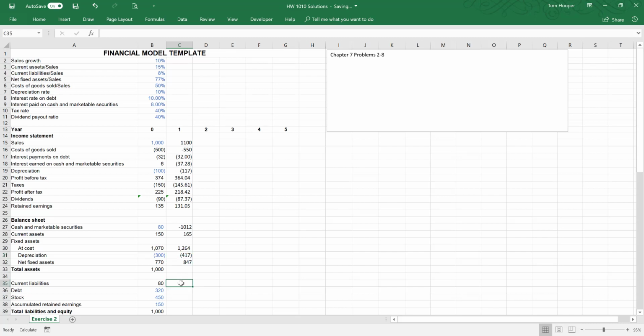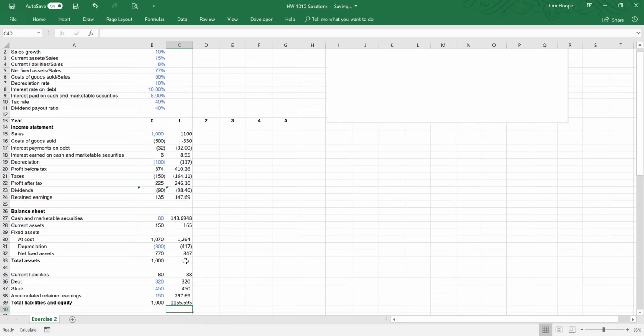Our current liabilities, we are told, are a function of sales. Stock we're going to hold flat, and debt we're going to hold flat. Accumulated retained earnings are simply what they were before plus the retained earnings from above. And we can sum those up to get our total liabilities and equity.